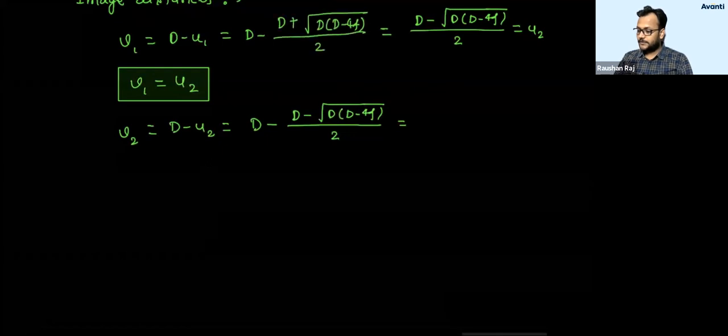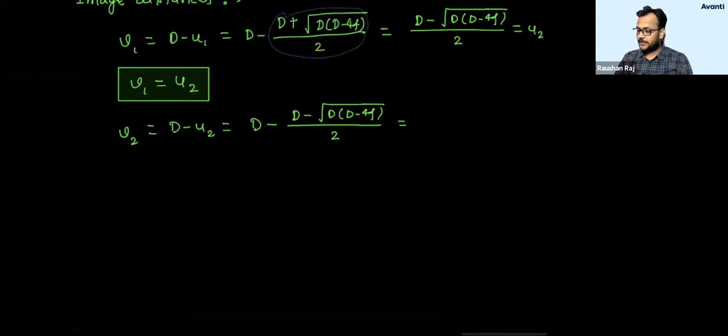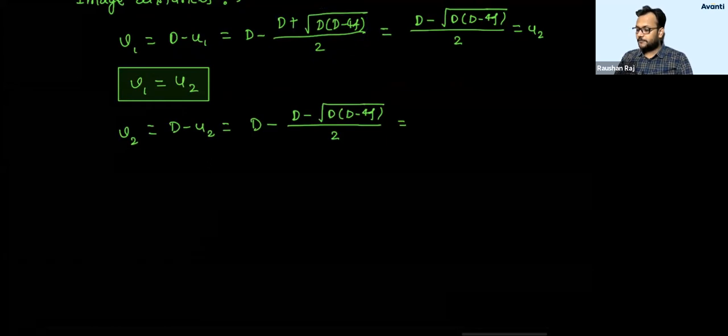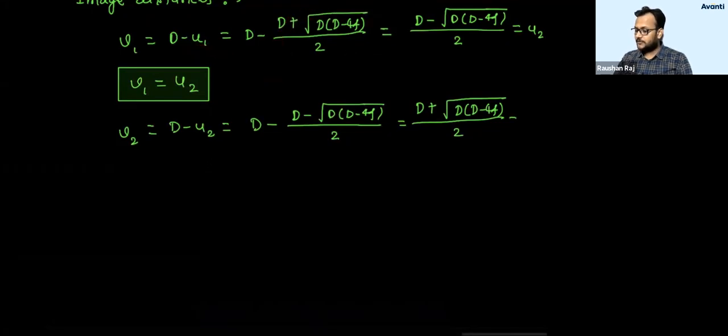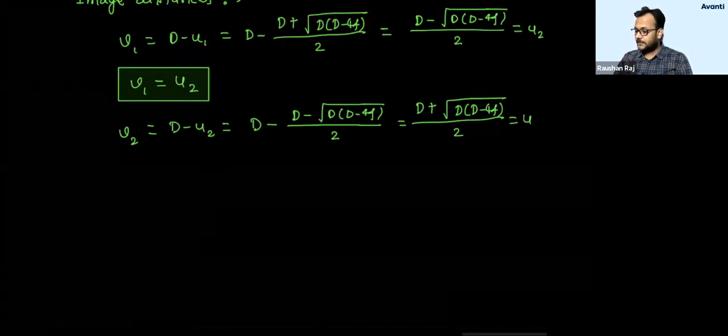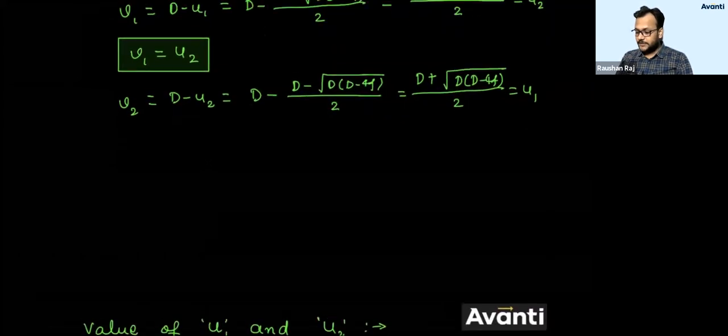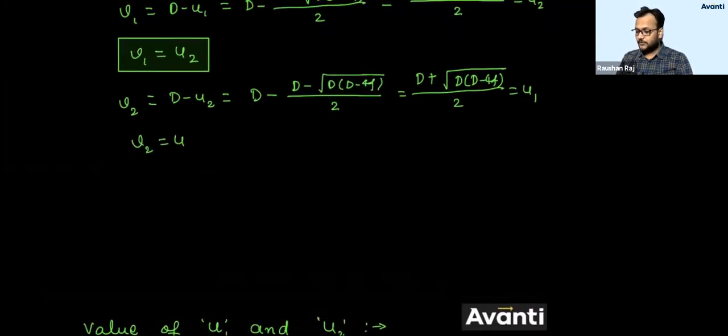There you go. ये कॉपी करना पड़ेगा. You'll get this value. And what is this value? This is nothing but u1. So this will be equal to u1. So you can also write v2 will be equal to u1.